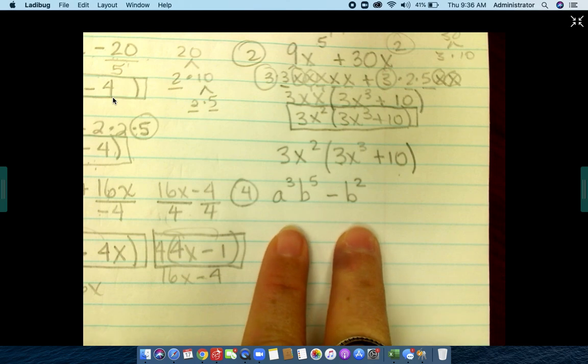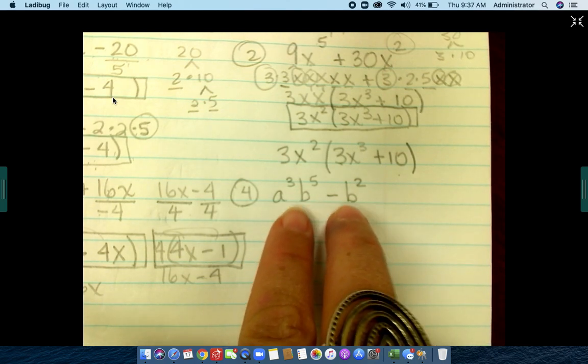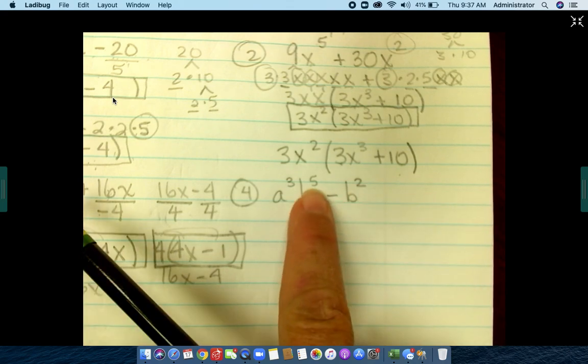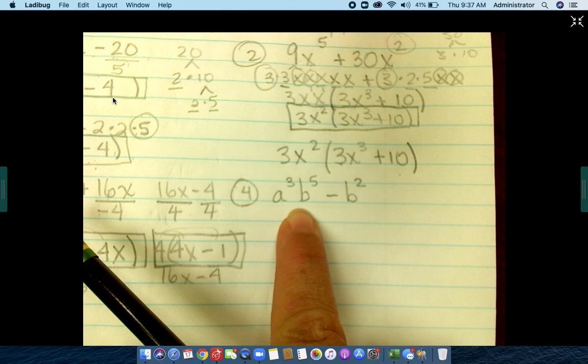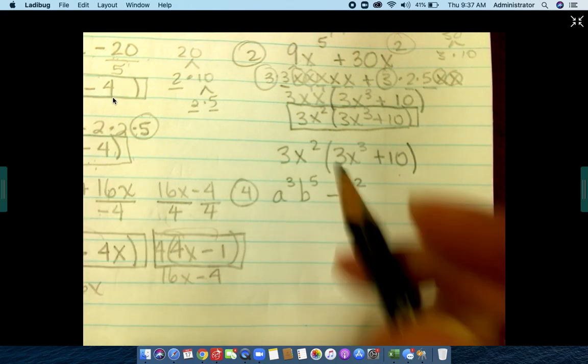Well, because the only thing they have in common is the variable b, and the most they have in common is 2 of them. You can't say they have 5 in common because b to the 5th power is the product of 5 b's, while b squared is the product of 2 b's.